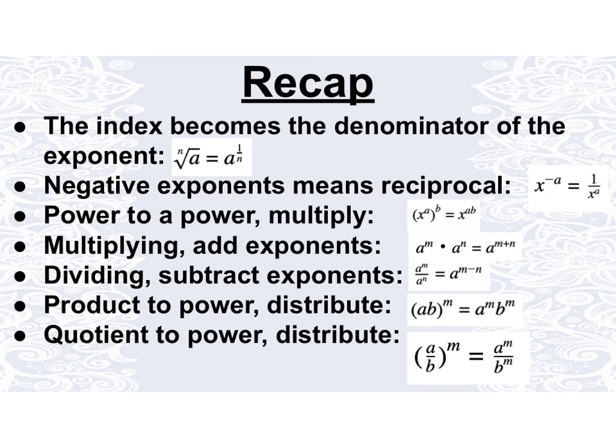Let's recap. The index becomes the denominator of the exponent. Negative exponent means reciprocal, not a negative number. Power raised to a power, you're going to multiply. When you're multiplying, you're going to add your exponents. When you're dividing, you're going to subtract. And then you can distribute if you have a product or a quotient. Nice work.